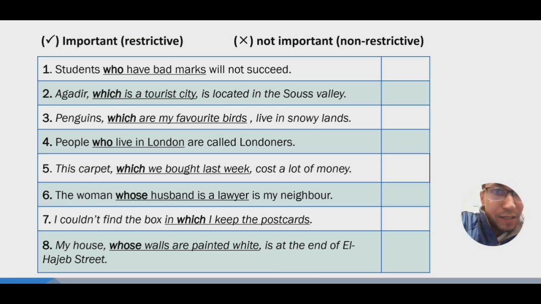Students who have bad marks will not succeed. Always remember, if the relative clause helps us identify or know who we're talking about, we should keep it, which means it's important. If it's just additional information, then it's not important. Okay? Right. Take 5 minutes and try to get it done. Pause the video while you're doing that.